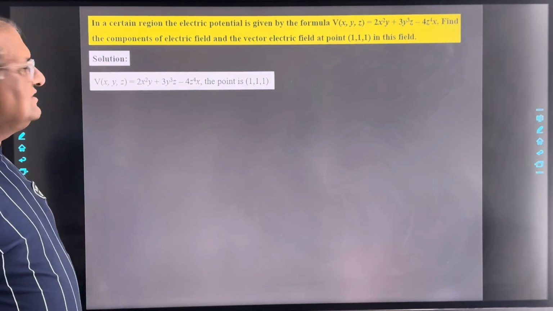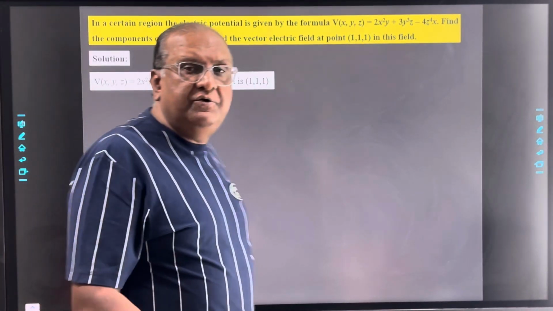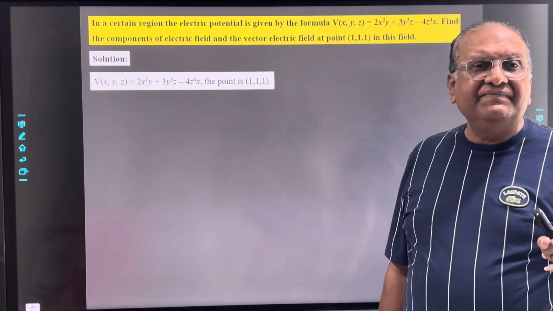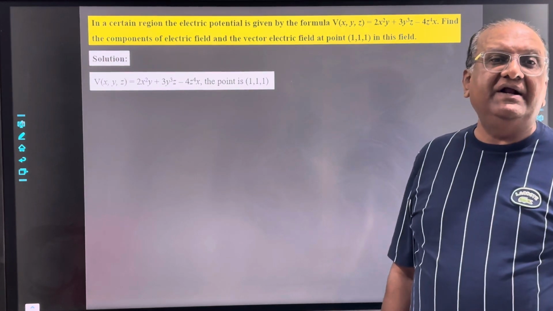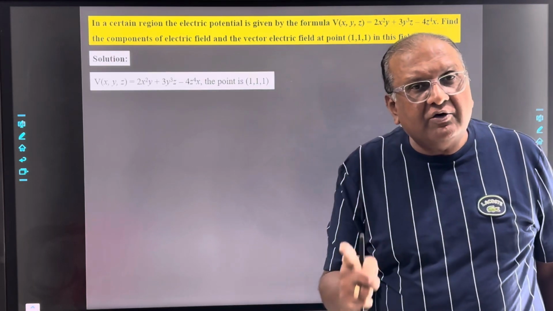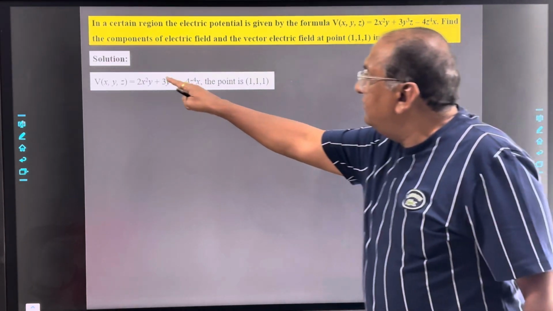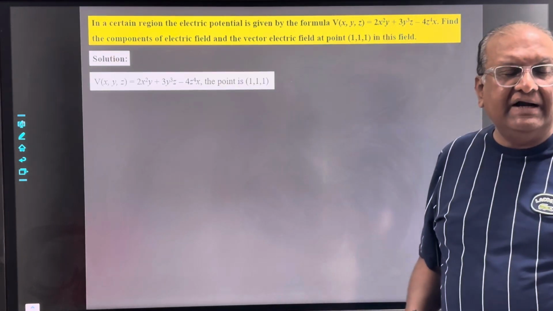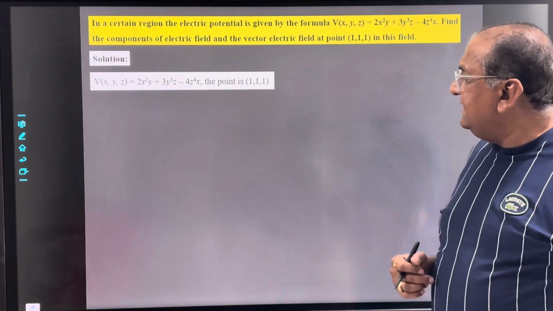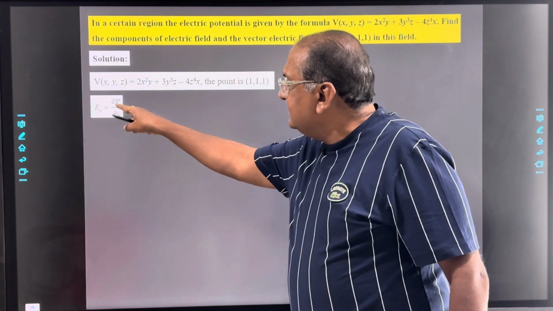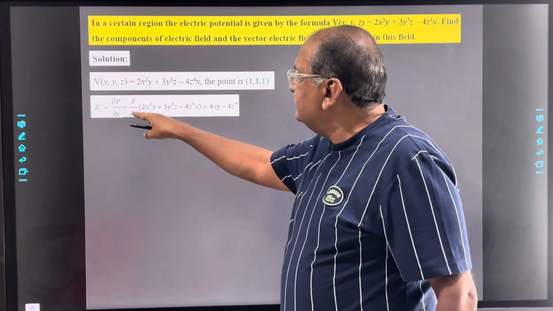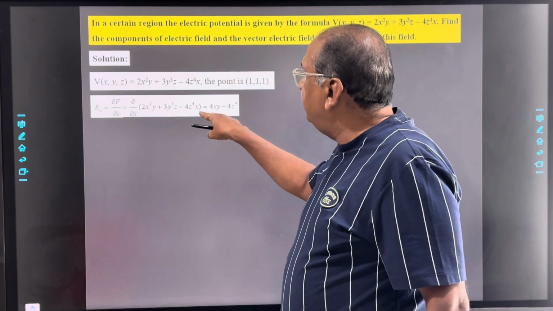Now we have to take the components first. If you differentiate V with respect to x, it will give you the x component of the electric field. When you differentiate V with respect to y, it will give you the y component. And when you differentiate V with respect to z, it will give you the z component. Now let's see. Ex is minus del V by del x.